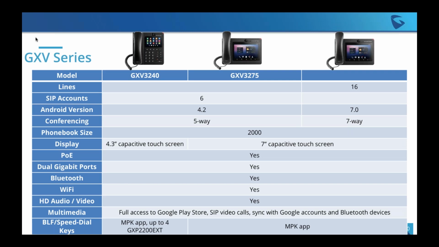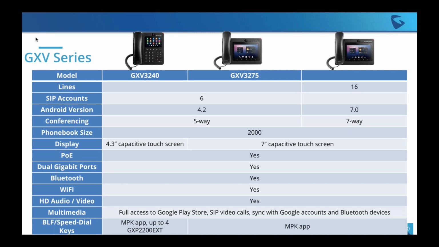I realize now that I'm looking at this, looks like a couple of things I forgot to come back and fill in. The 3240 and the 3275 both give you 6 lines. The 3370 gives you 16 lines. So that's kind of a great enhancement there. 6 SIP accounts on the 3240, 3275, 16 on the 3370, which is all the way on the right there, which is missing its label.